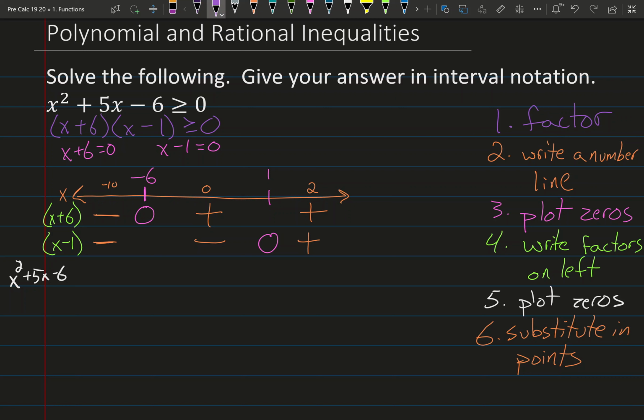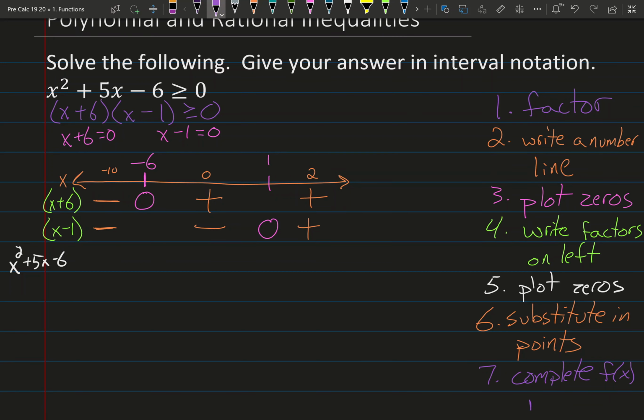Then we'll complete our f of x row. And I know this looks like a lot of steps, but I'm just writing out every little one here for our first time doing this. As you get more practice, it will feel smoother and you will be better practiced doing these.